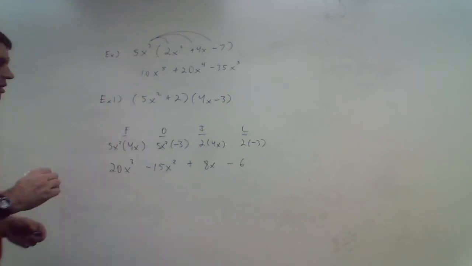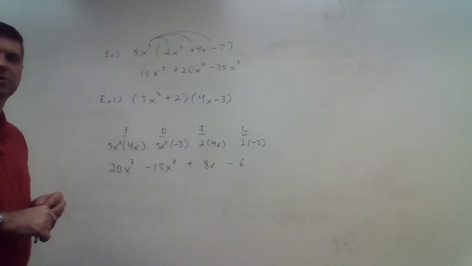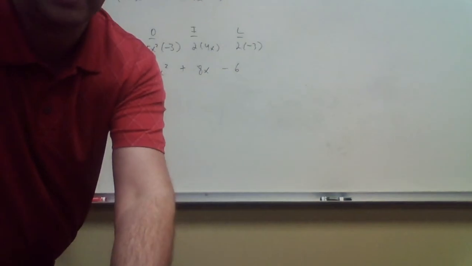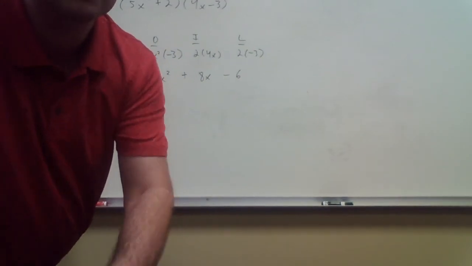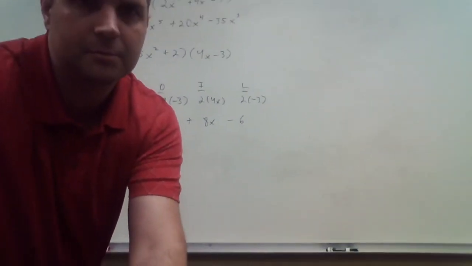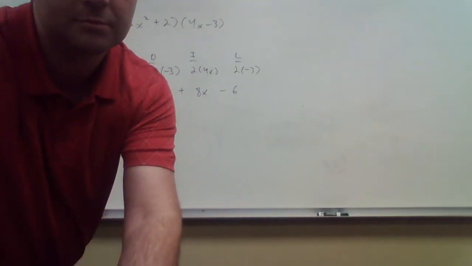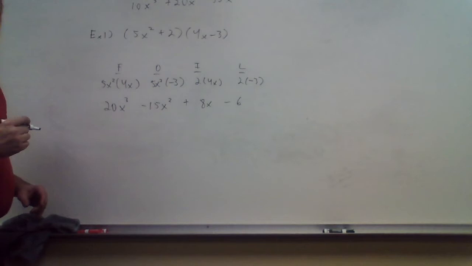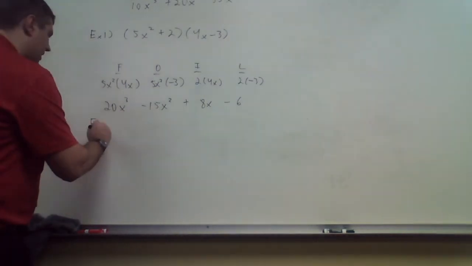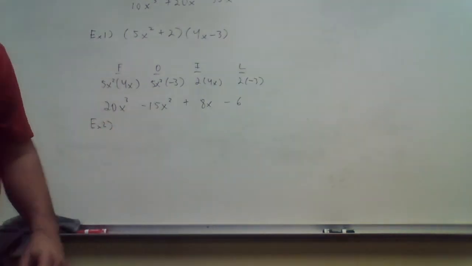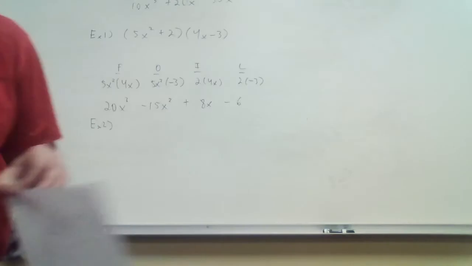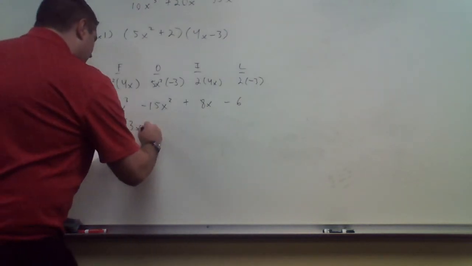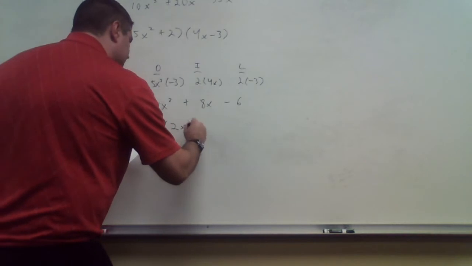Okay, with example 2, at this level, you should be able to do most of these multiplications in your head. Okay? All right. So example 2, starting on the next page. 3x minus 4 times 2x minus 5.